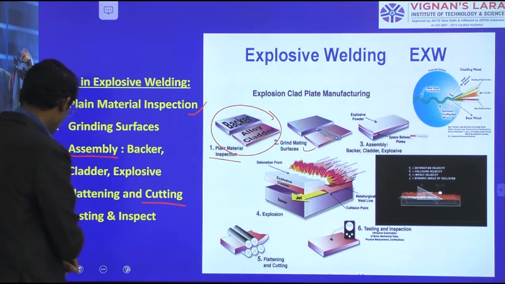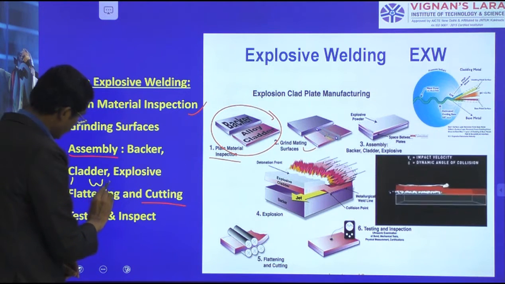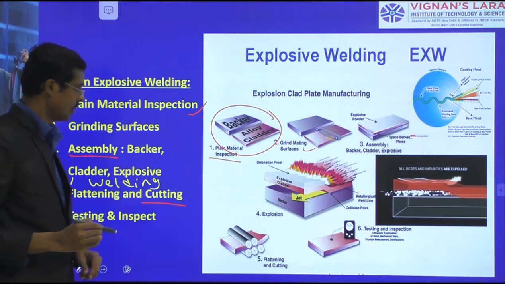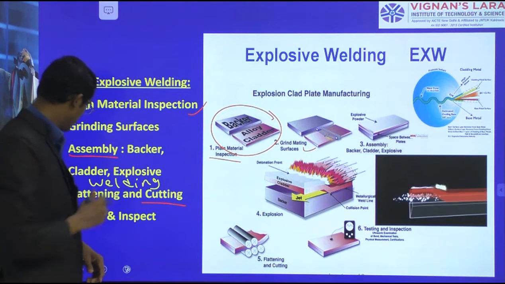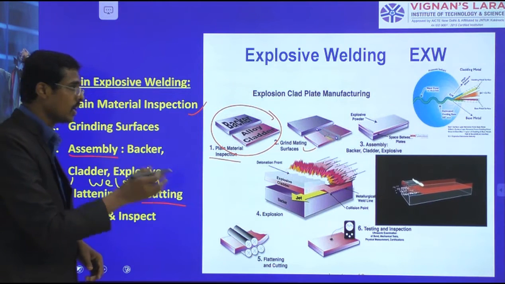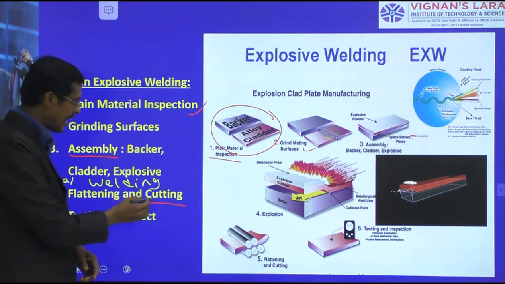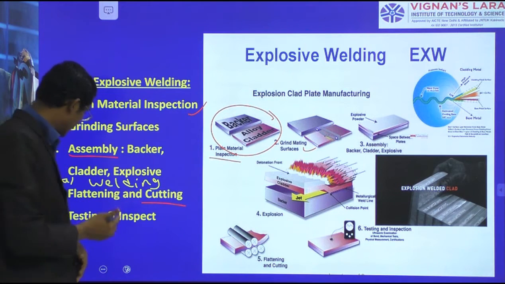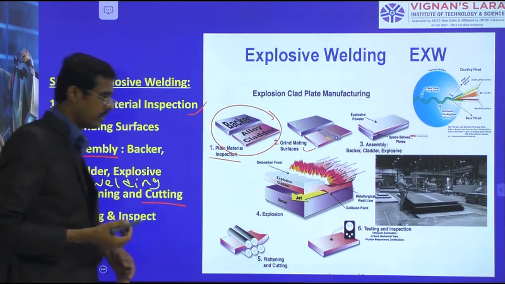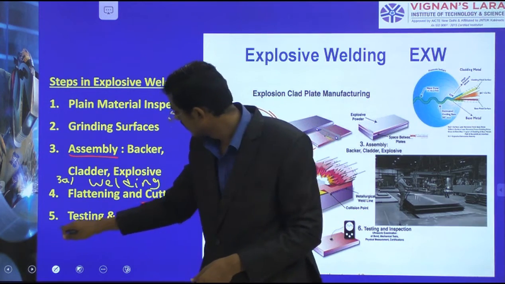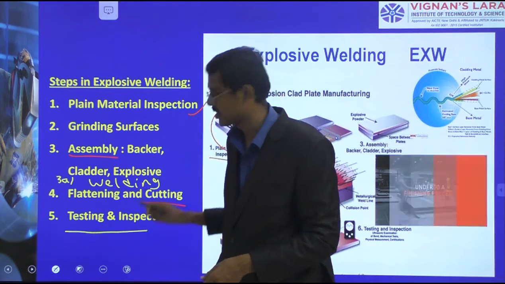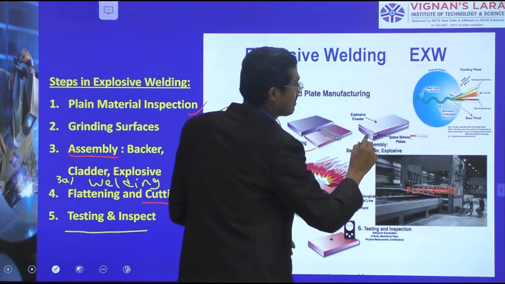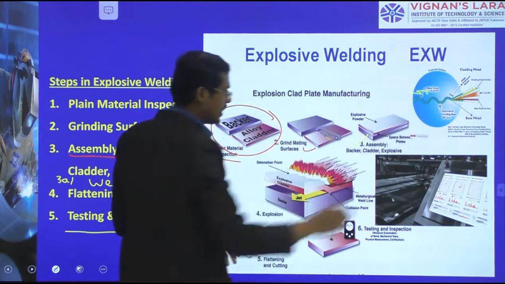Step 3A, welding. After completing the welding methods, we should do this. Welding over. After welding, we should do the flattening and cutting process. So the required side edges are to be cut. And then finally, if required, we can go for testing and inspections. So assembling, grinding, assembling, and then the welding process will take place.